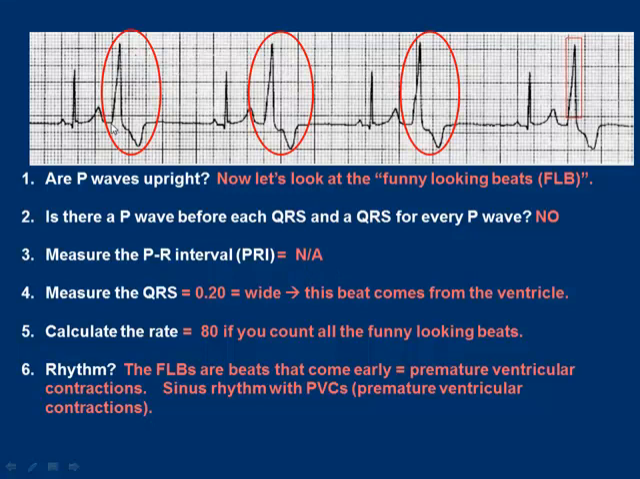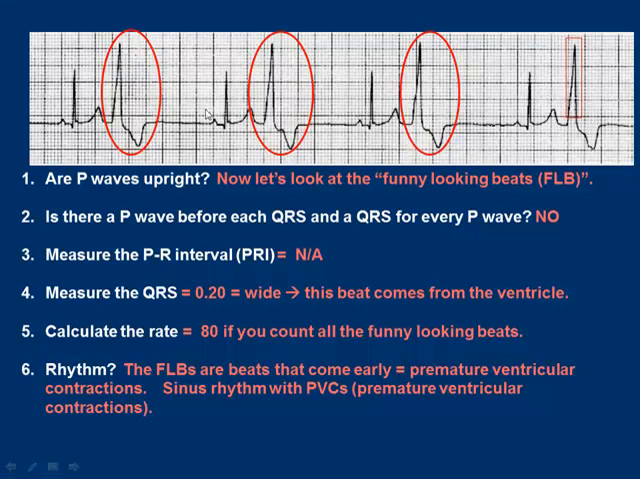Then let's measure the width of the funny looking beats, and I can see that they're 0.20. Here is the beat that I've measured. It goes from here to here. This is the end of the QRS. This is the beginning. So when you look at that whole complex together, it's wide. It's 0.2. By definition, on our Hughes clues, if you have a beat that is greater than 0.12, this beat originated in the ventricle. This beat, the electrical impulse, came from the ventricle.